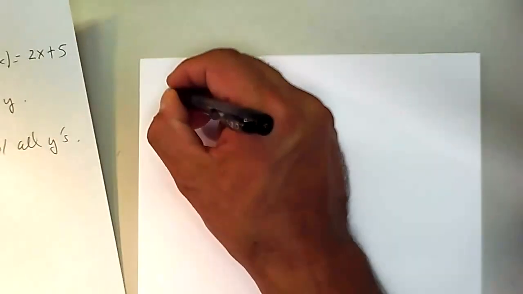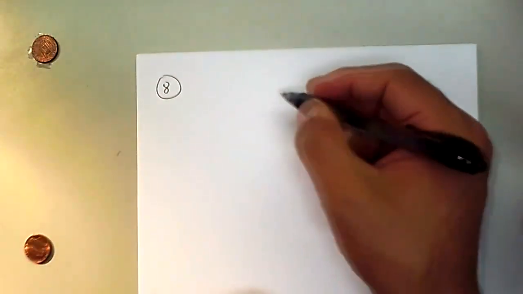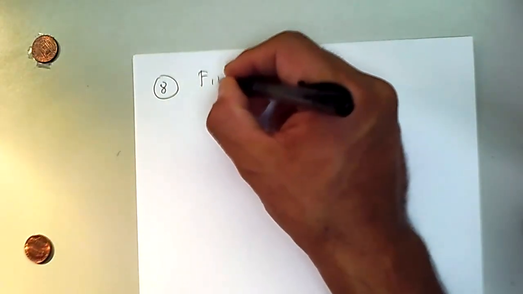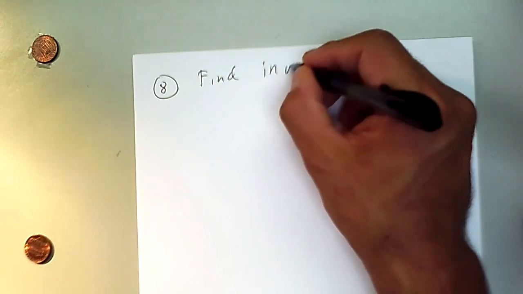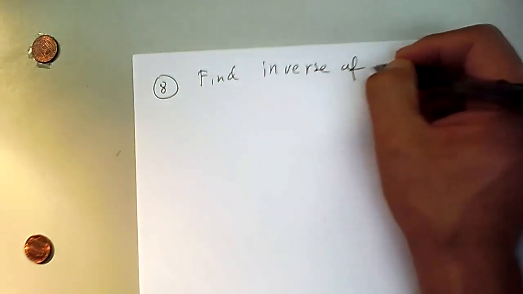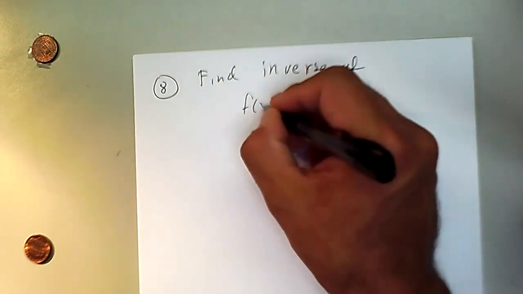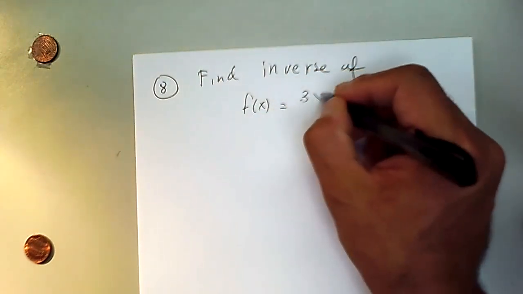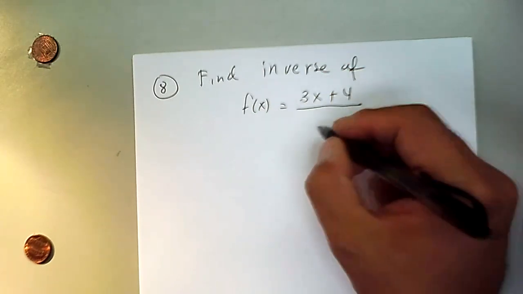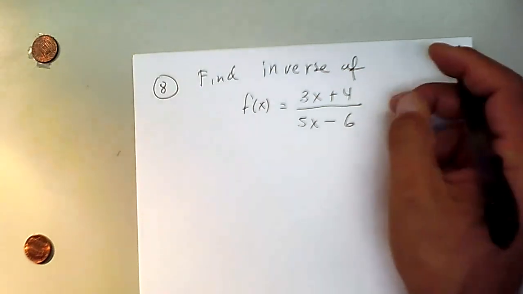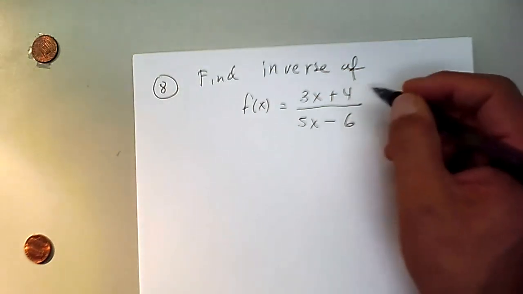Example 8. Some examples are way more complicated than others. As this one. This one is pretty complicated. Find the inverse of f of x equals (3x plus 4) over (5x minus 6). Whoa, that's going to be an issue.